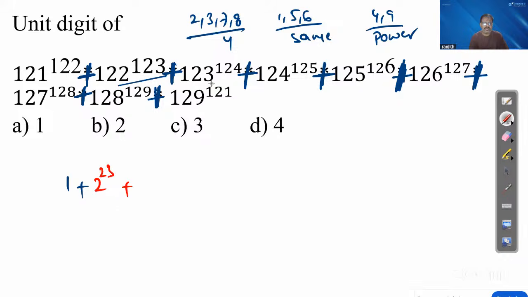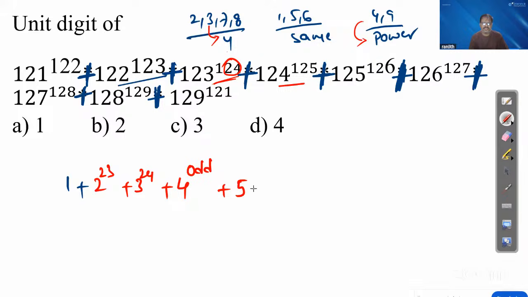Next, 3 power 24. Why am I taking 24? In 3, after 4 steps we are having the repetition, the divisibility rule for 4 is the last 2 digits. What are the last 2 digits? 24. So next will be equal to 4. So we need to check in that 4 whether the power is even or odd. The power will be an odd number.